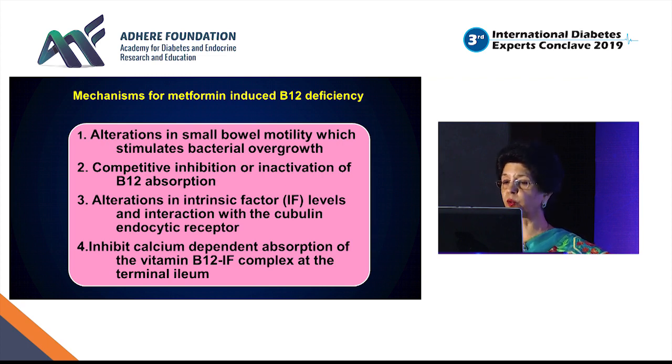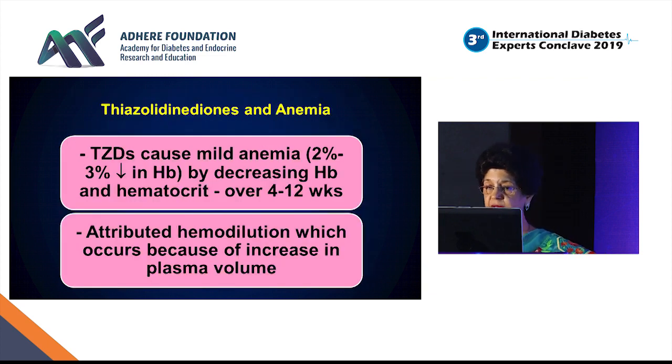There are several other causes which I will not go into details. What about thiazolidinediones? They cause a 2 to 3% reduction in hemoglobin. And you know, the earlier speaker was emphasizing the use of pioglitazone with NASH. This is because of hemodilution, which occurs because of increase in the plasma volume.